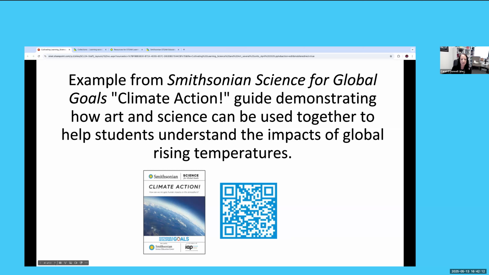So these examples, like what to do with the water cycle or how to teach these sustainability topics in a much more integrated way by bringing history, art, culture, and science together in one place, are found in a series of guides which we call Smithsonian Science for Global Goals. And so this particular example that I'm going to share with you on the next few slides, in which art and science are brought together, comes from the Smithsonian Science for Global Goals Climate Action Guide.